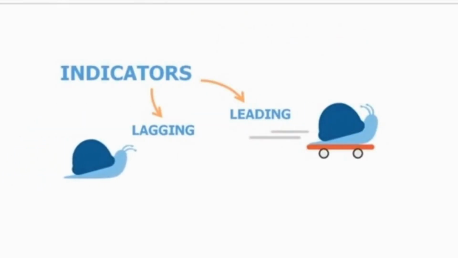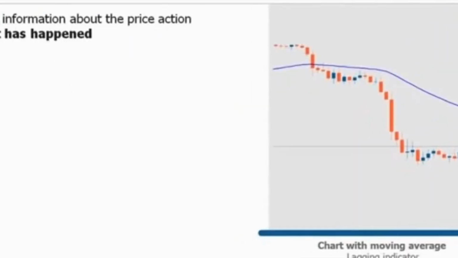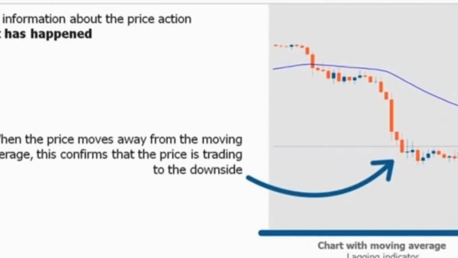Indicators can also be classed into two further categories: lagging indicators and leading indicators. If an indicator is lagging, it means that it provides information about the price action after it has happened. Trading indicators are usually classed as lagging indicators because they will confirm whether the price is trending after it has started. Consider the example: when the price moves away from the moving average, this confirms that the price is trading to the downside.